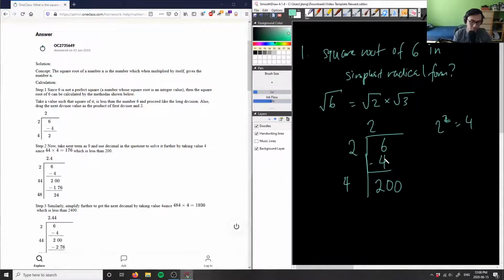So 41 times 1 is 41, obviously. 42 times 2 would get me 84. 43 times 3 would get me 129. 44 times 4 gets you 176. And 45 times 5 would give me 225. So 44 times 4 is the closest without going over 200 here. So we put a 4 here and also a 4 here, so it's going to be 0.4. 44 times 4 is 176. Subtract those two numbers, we get 24.